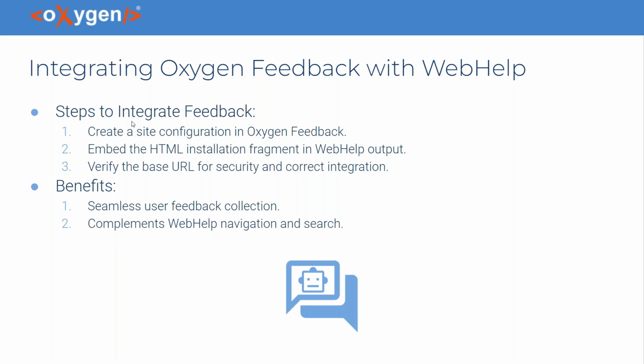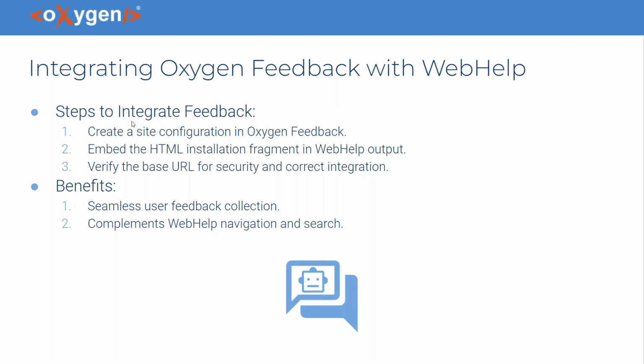Now that we've seen how the published documentation looks, the next step is integrating Oxygen Feedback. First, we'll create a site configuration. This is crucial because it determines where and how Oxygen Feedback will be displayed. The base URL must be correctly set for security reasons, ensuring that feedback is only active on the right pages. Once that's configured, we'll generate an HTML installation fragment that we'll embed into your WebHelp output. This is straightforward, and we'll see how the feedback system fits right into WebHelp publication.